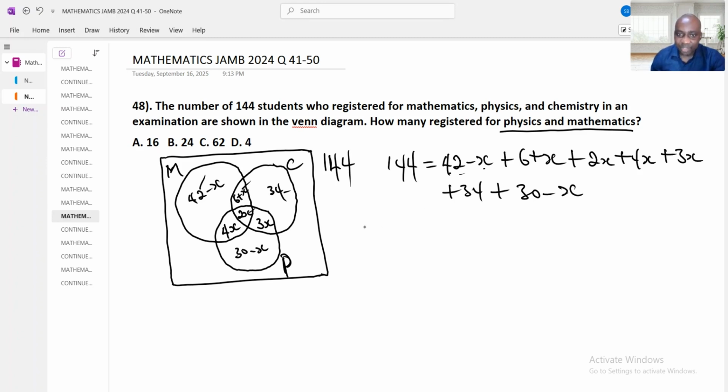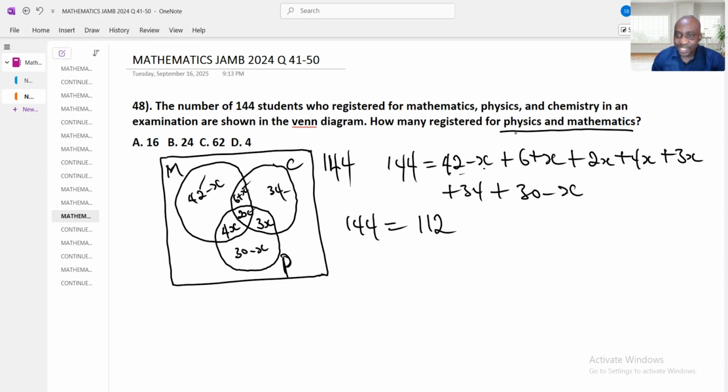Now, let's add everything up. 144. Let's add the 42 we had before. 42 plus 6 is going to give me 48. 48 plus 34 is going to give me 82. 82 plus 30 is going to give me 112.